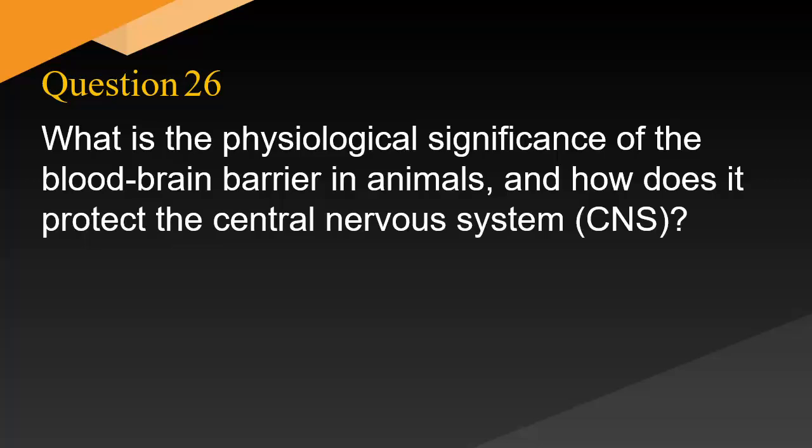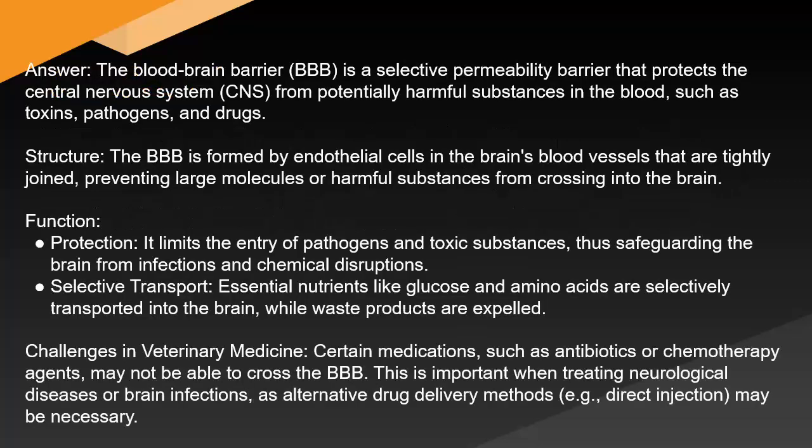What is the physiological significance of the blood-brain barrier in animals, and how does it protect the central nervous system? Answer: the blood-brain barrier (BBB) is a selective permeability barrier that protects the central nervous system (CNS) from potentially harmful substances in the blood, such as toxins, pathogens, and drugs. Structure: the BBB is formed by endothelial cells in the brain's blood vessels that are tightly joined, preventing large molecules or harmful substances from crossing into the brain.